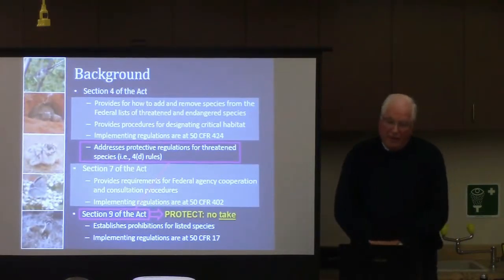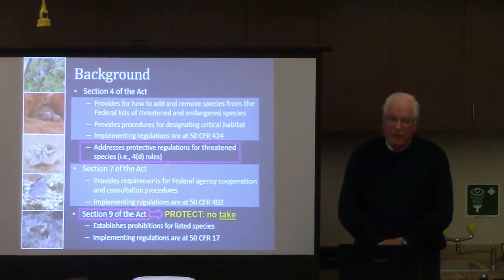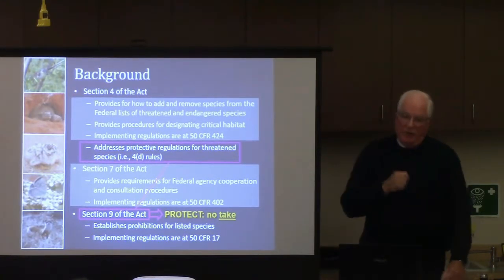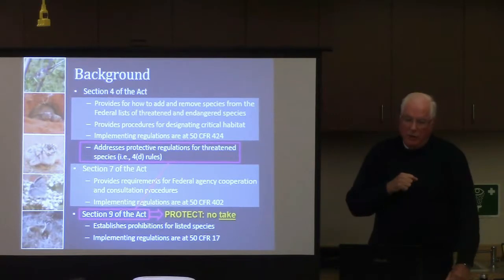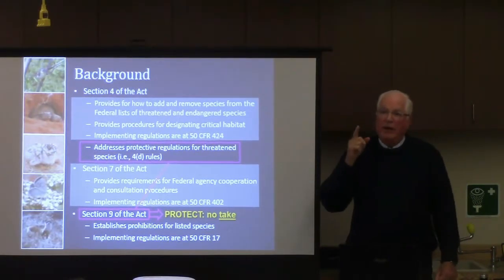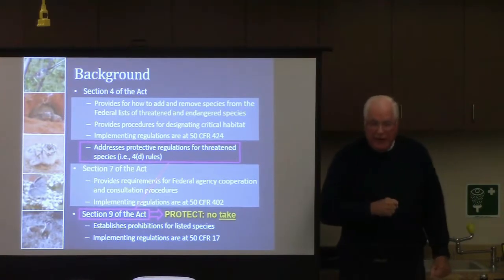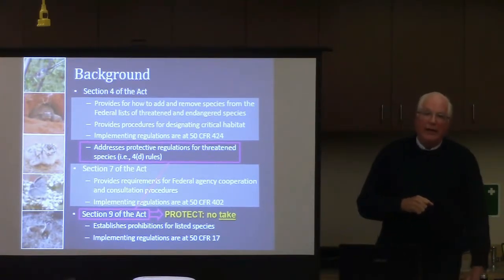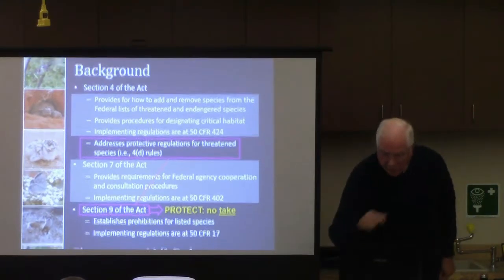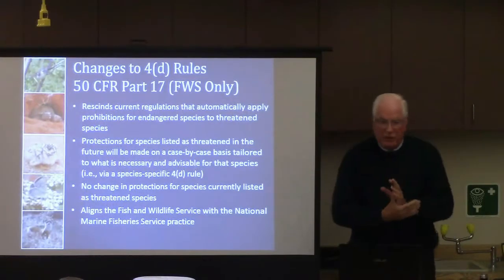This one is controversial. The no-take protection. ESA Section 4 addresses protective regulations for threatened species. And these are called species-specific 4D rules. Remember that, 4D rules. And this links with Section 9 of the Act, which is to protect against a take. And I'll explain further. Here's the agency explaining.